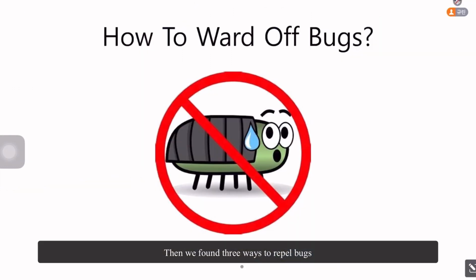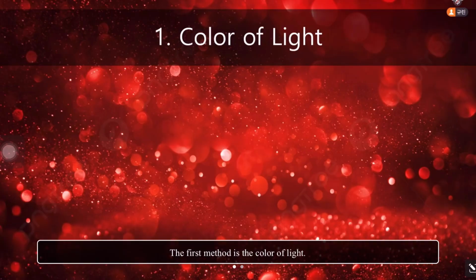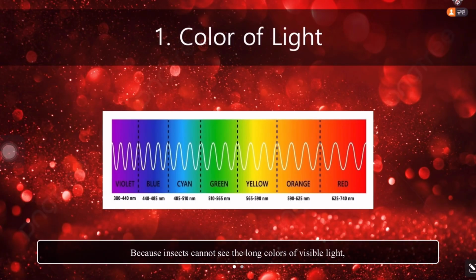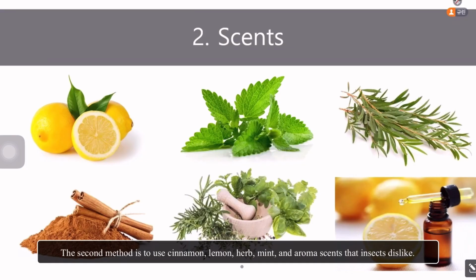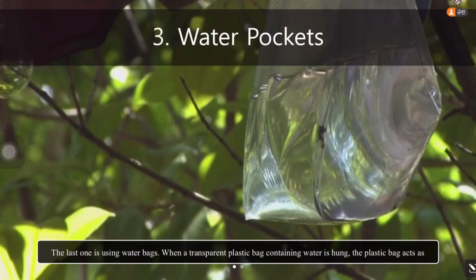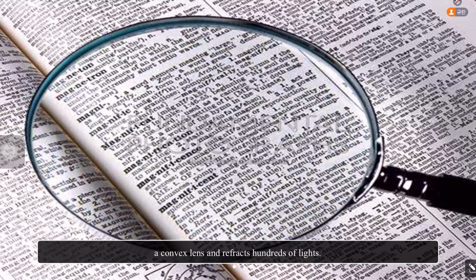Then we found 3 ways to repel bugs. The first method is the color of light. Because insects cannot see the long colors of visible light, they use the red light, which has the longest wavelength of visible light. The second method is to use cinnamon, lemon, herb, mint, and aroma scents that insects dislike. The last one is using water bags. When a transparent plastic bag containing water is hung, the plastic bag acts as a convex lens and reflects hundreds of lights. The insects will mistake this reflection for a giant natural enemy.